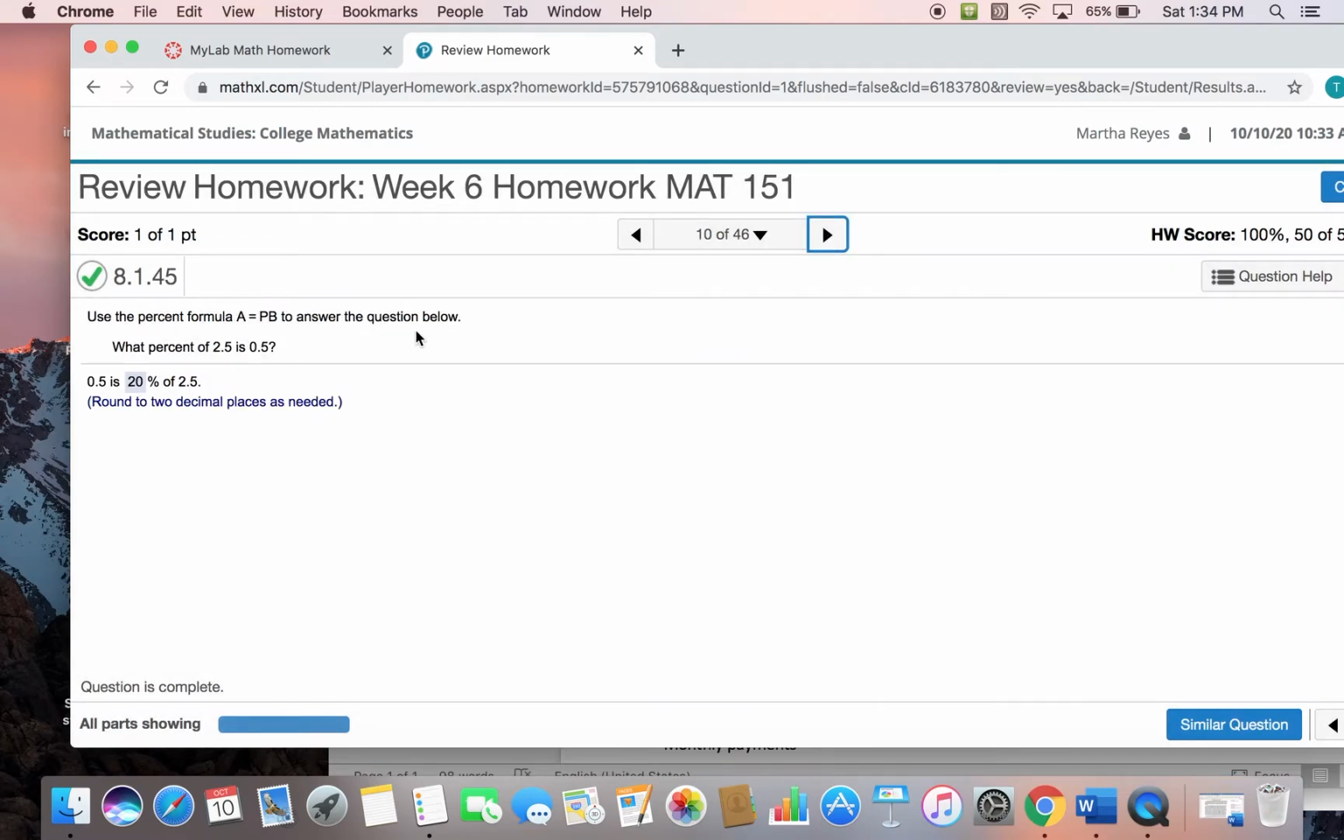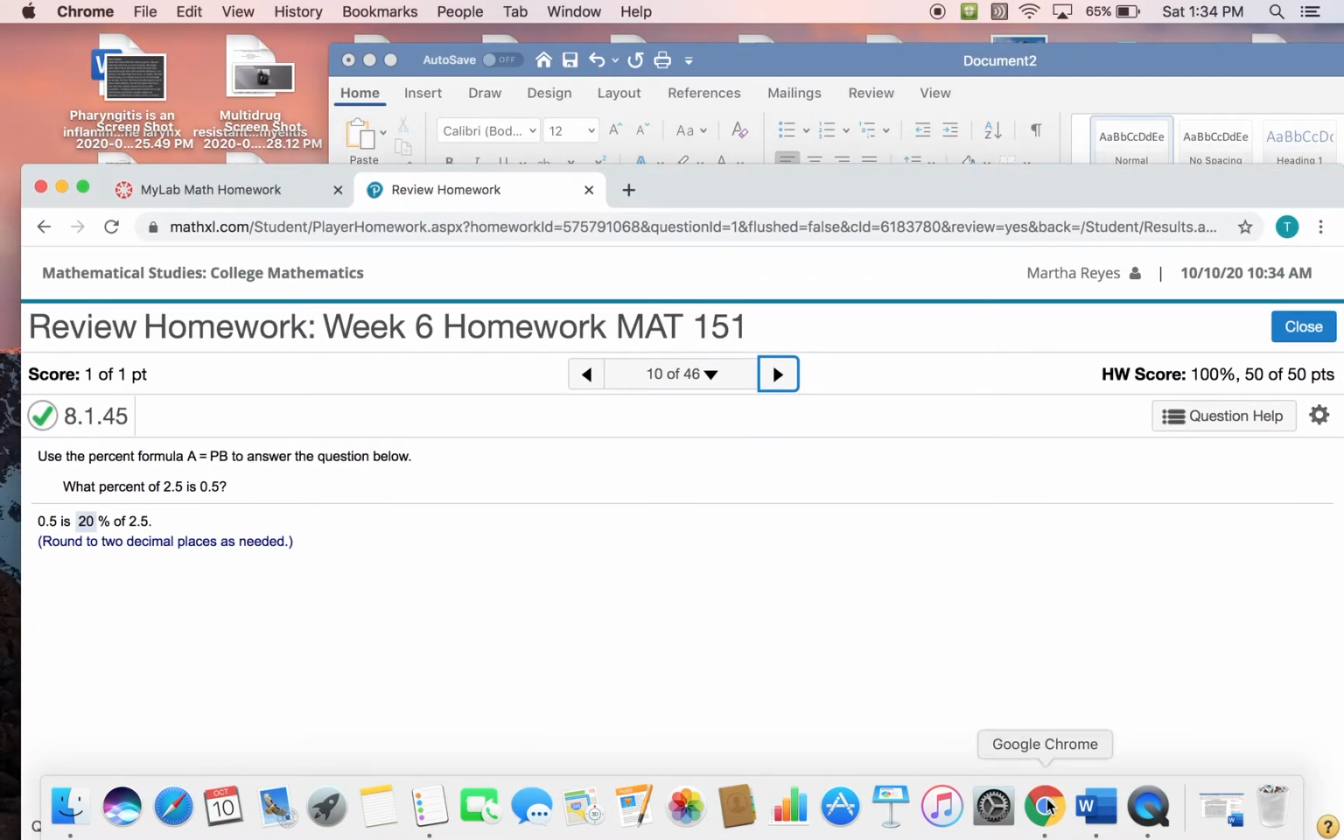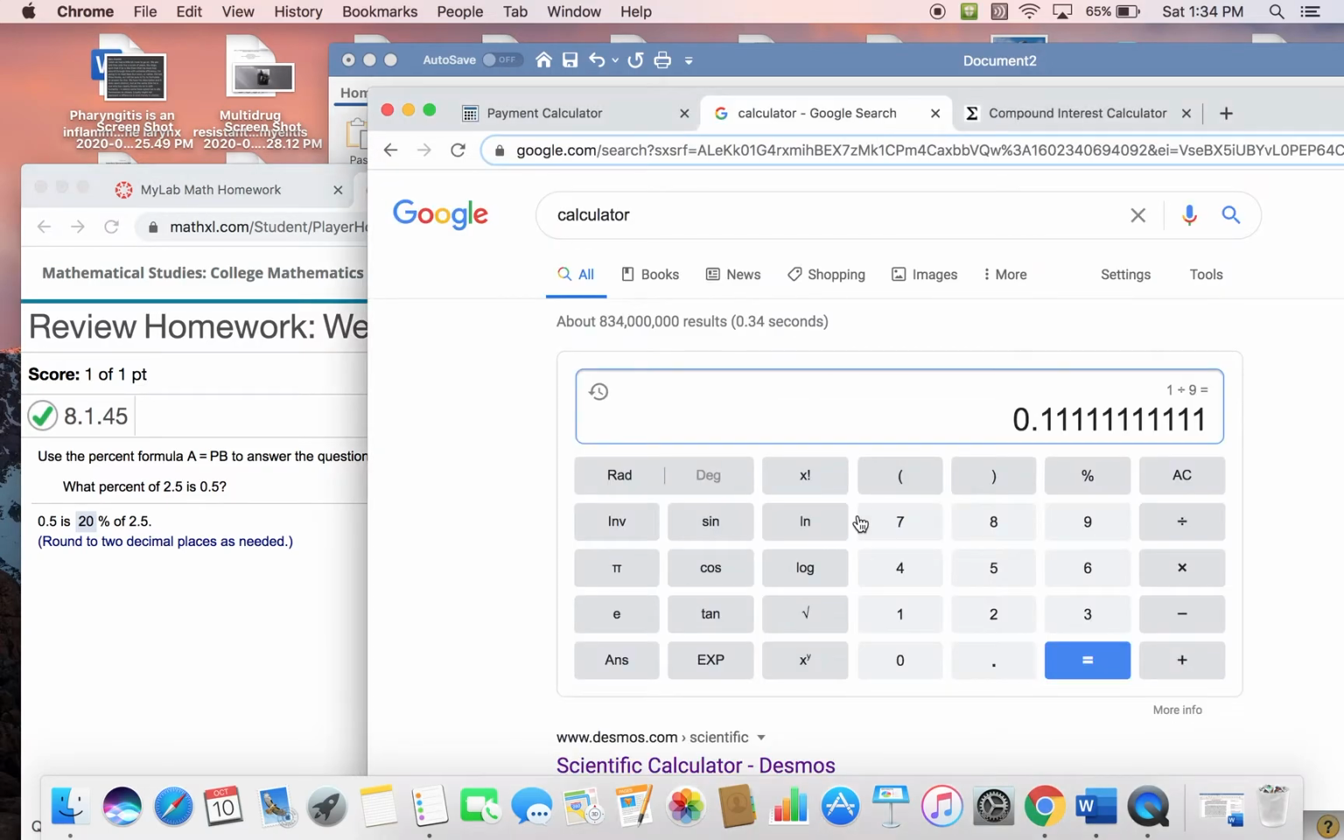All right, use the percent formula to answer the question below. What percent of 2.5 is 0.5? So what you want to do is put the part over the whole. So 0.5 is a part of 2.5. So let me get back to the calculator here. So if we put 0.5 over 2.5, and you could do this a couple different ways.